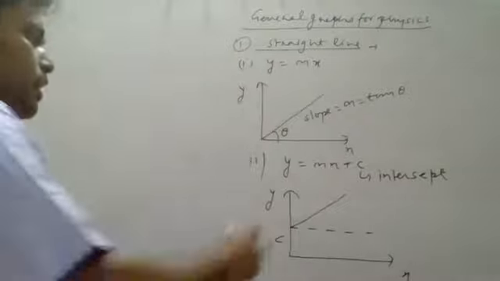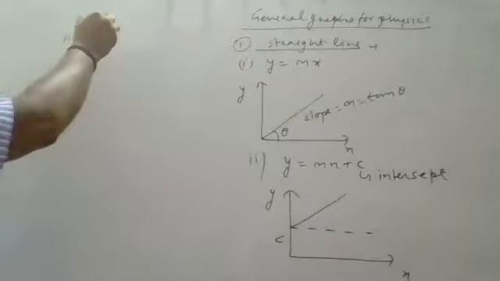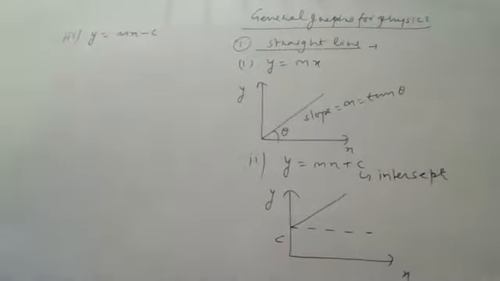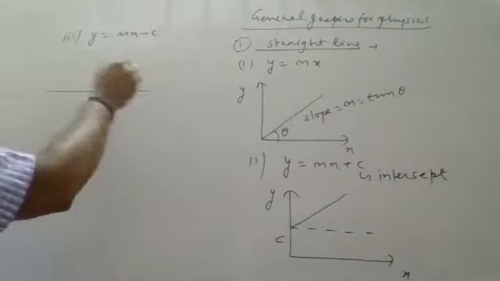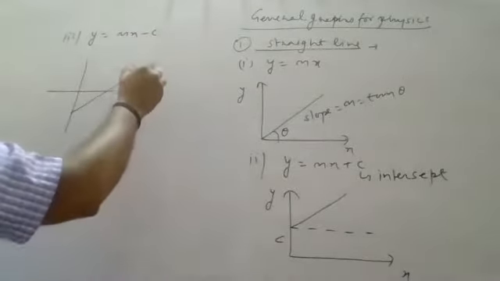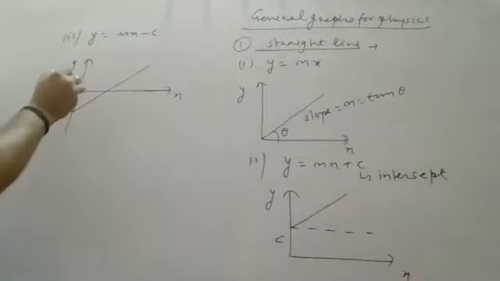Positive intercept. Now suppose you have y equals mx minus c. What is this c? The intercept is now available with a negative sign. So now place the graph in this manner. If this is the graph, with x-axis and y-axis, then this intercept is minus c. The intercept is now negative.